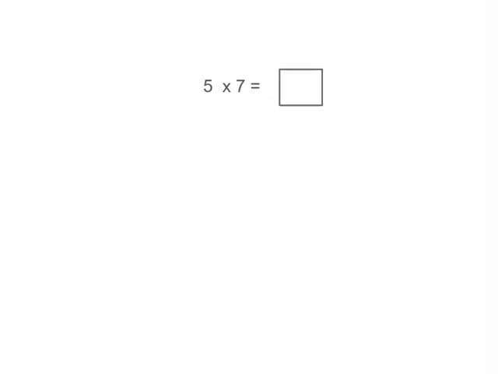If 5 times 7 equals 35, what's 5 times 700? Well, 700 is 100 times bigger than 7, so we need 3500. We would move two columns to the left in our place value chart, 3500.